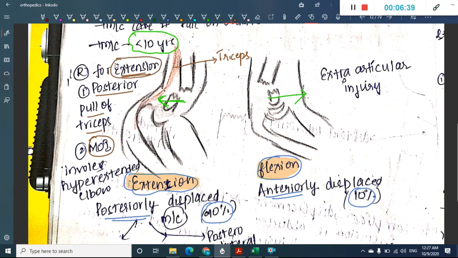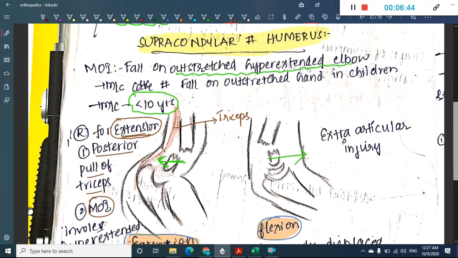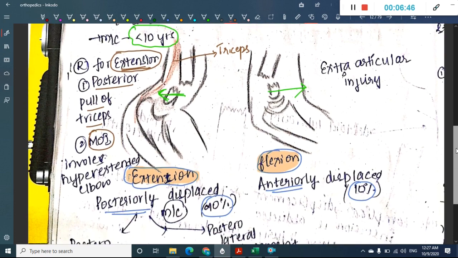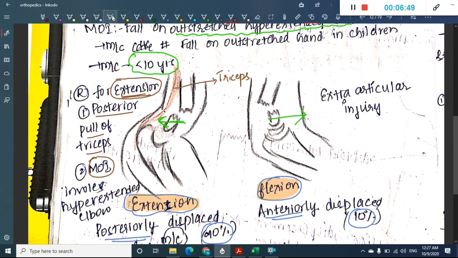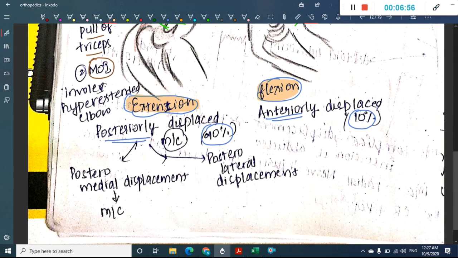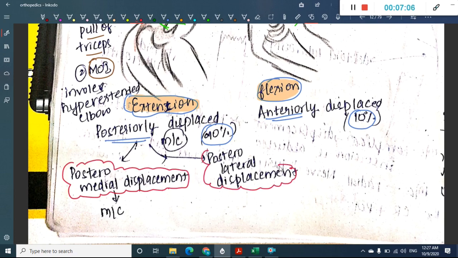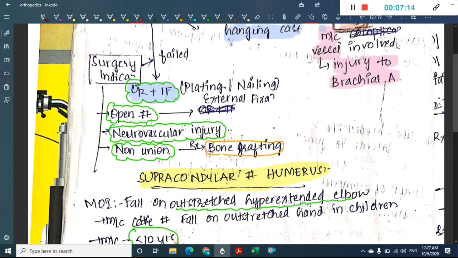Because of these two, the extension type of injury is the most common, almost around 90% of the cases. Among this extension type of injury, we have two types: one, posteromedial type of extension injury, and the other, posterolateral type of extensor displacement. This posteromedial is more common than posterolateral.